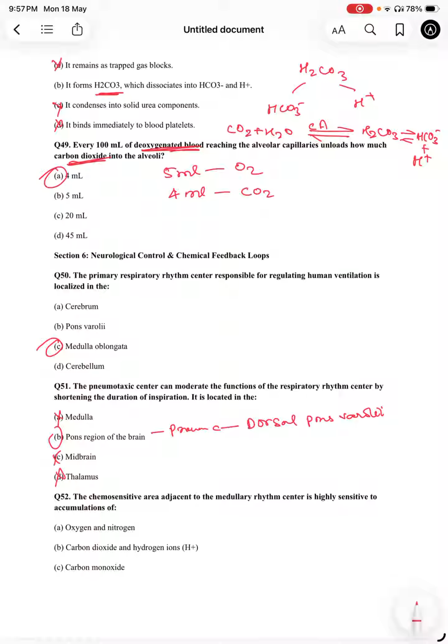Now, the chemosensitive area adjacent to the medullary rhythm center is highly sensitive to accumulation of, obviously, carbon dioxide and hydrogen, correct? Oxygen and nitrogen, no. Carbon monoxide, no.